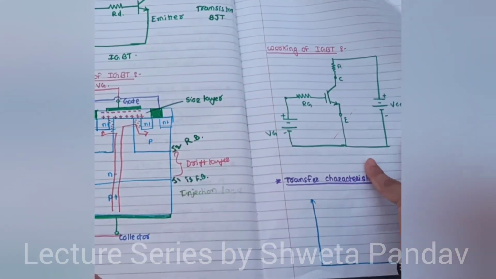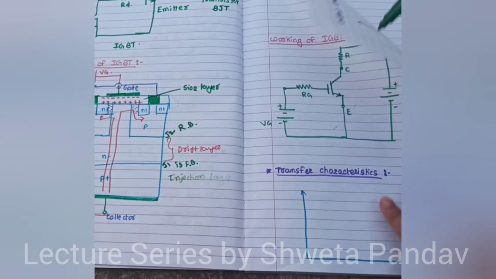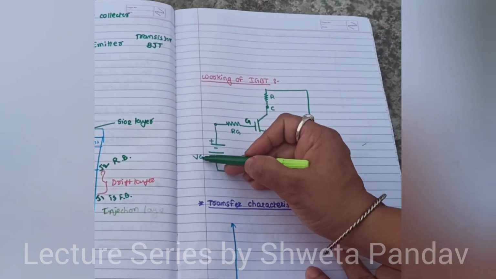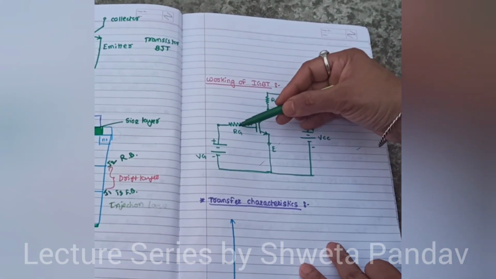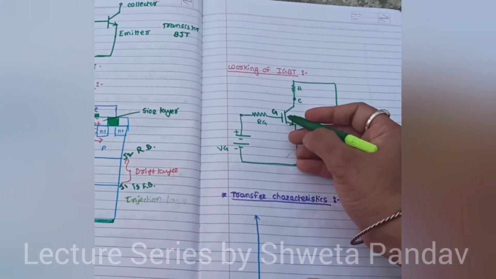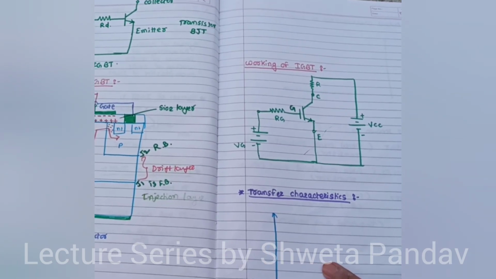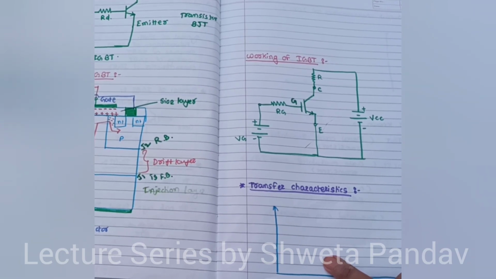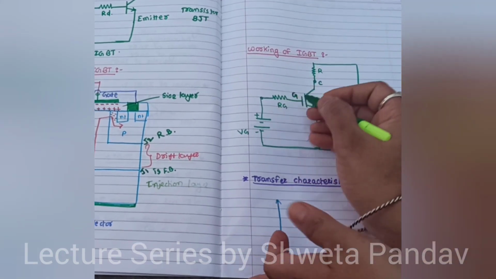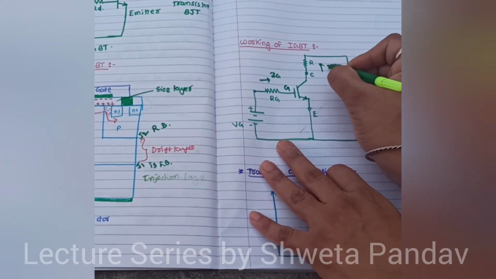So if I draw the circuit diagram of the IGBT, this is the diagram. At the gate terminal we are connecting the Vg supply between gate and emitter, with a resistance, suppose Rg, connected, and between collector and emitter this VCC supply is there. So due to this Vg, one current is flowing, that is called Ig, and at the output side one more current is flowing, called IC.